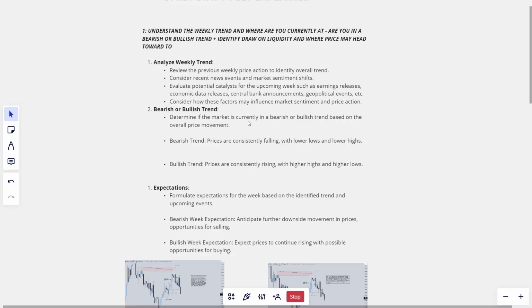Determine if the market is currently in a bearish or bullish trend based on the overall price action. A bearish trend is where prices are constantly falling, making lower lows and lower highs. And a bullish trend is prices constantly rising and creating higher highs and higher lows.